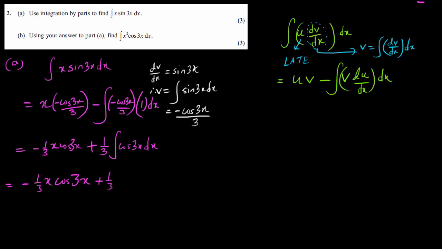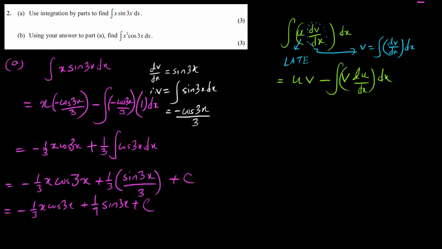Now the integration of cos 3x is sine 3x divided by, by the chain rule, 3. And since the integration is done, we can write plus c. So it would be minus 1 by 3 x cos 3x plus 1 by 9 sine 3x plus c.